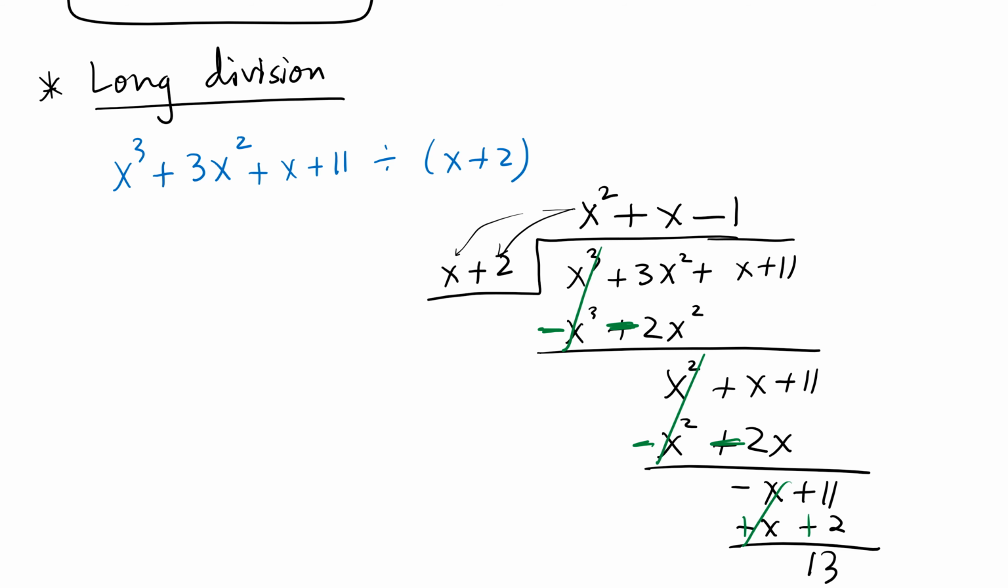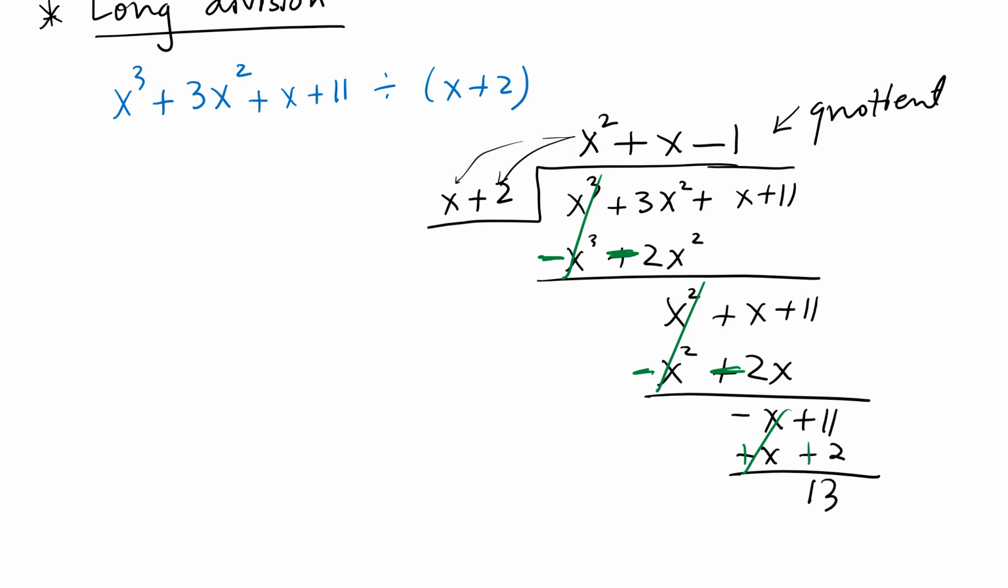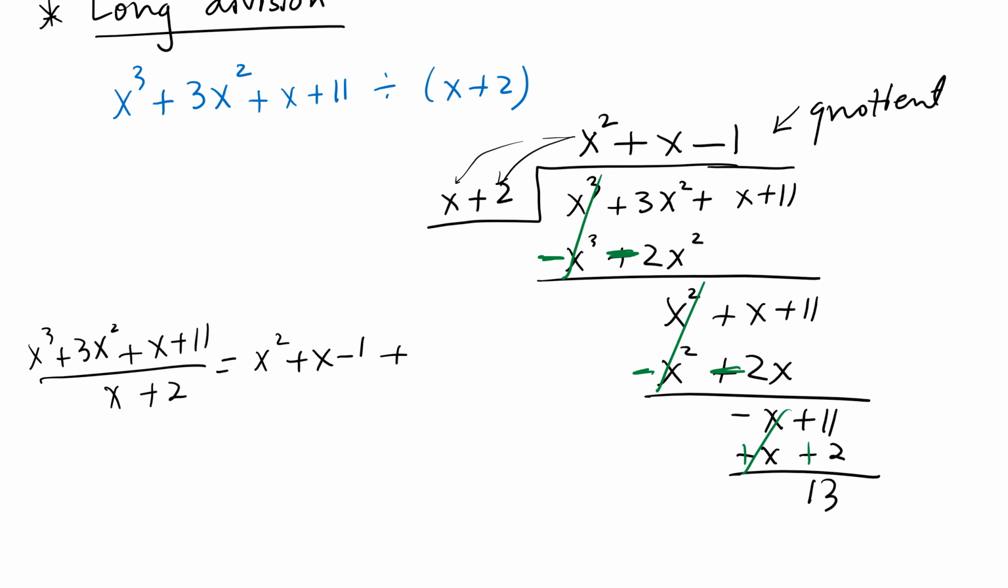What we got in the bottom is called the remainder, and on the top is the quotient. This is the quotient. So when we write the final answer, x cubed plus 3x squared plus x plus 11, when divided by x plus 2, gives a quotient that is x squared plus x minus 1, plus always the remainder over the divisor, x plus 2.